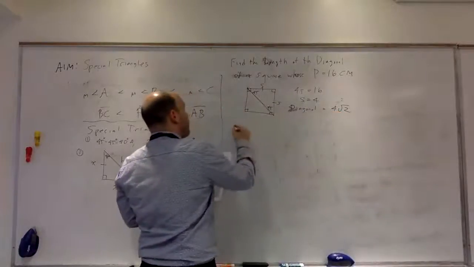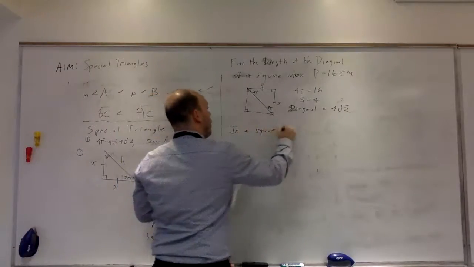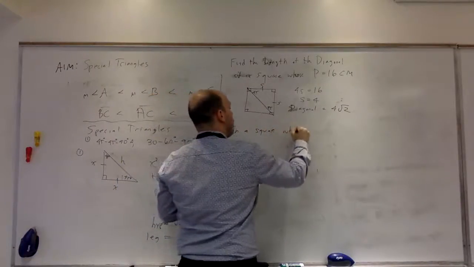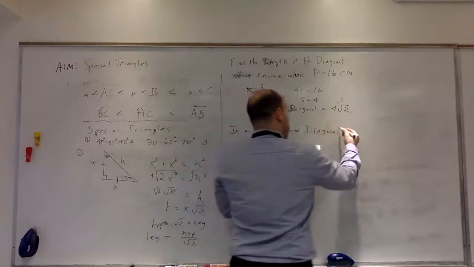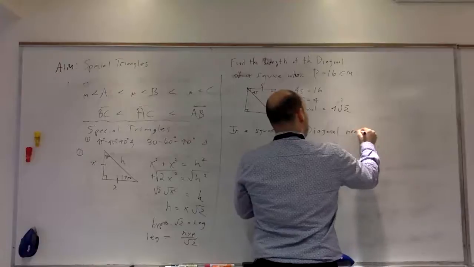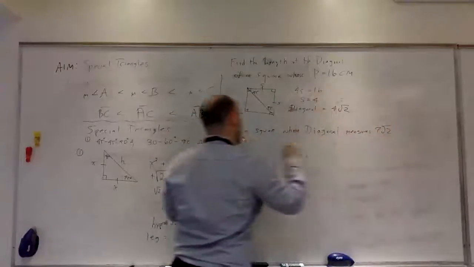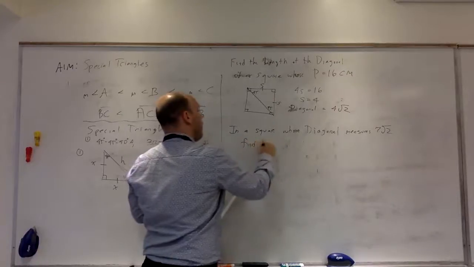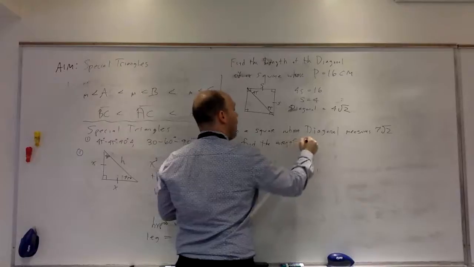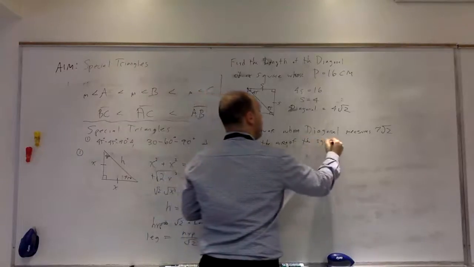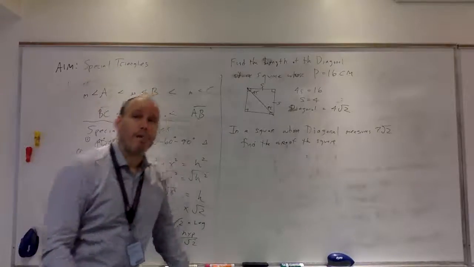Actually, let me change it. In a square whose diagonal measures 7 radical 2, find the area of the square. Okay, well, you have 2 methods. I want you to think about it.